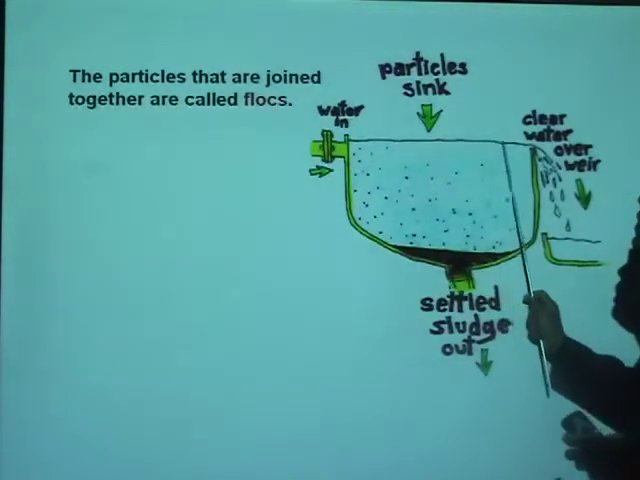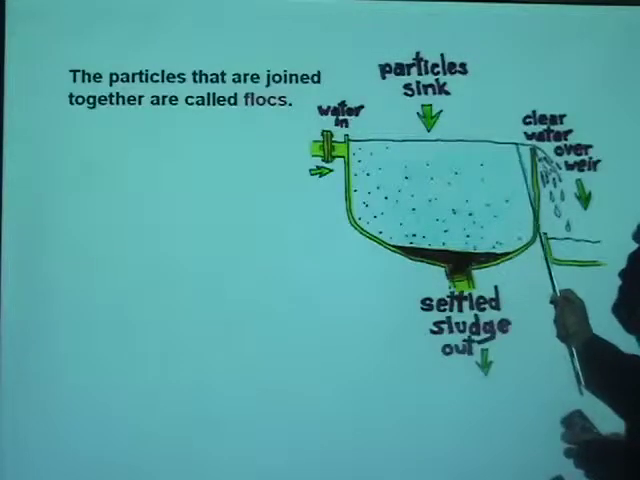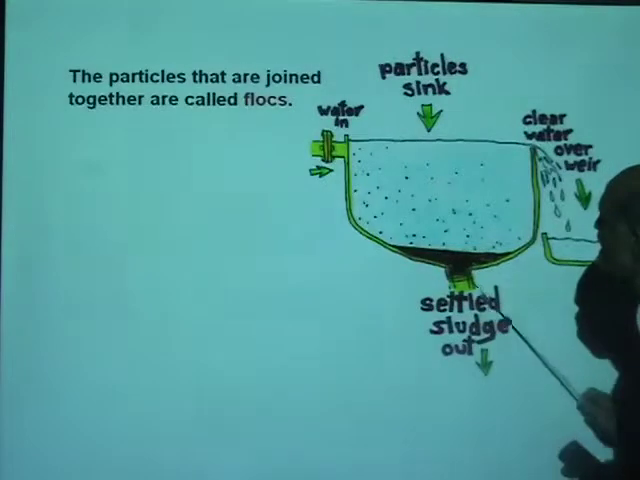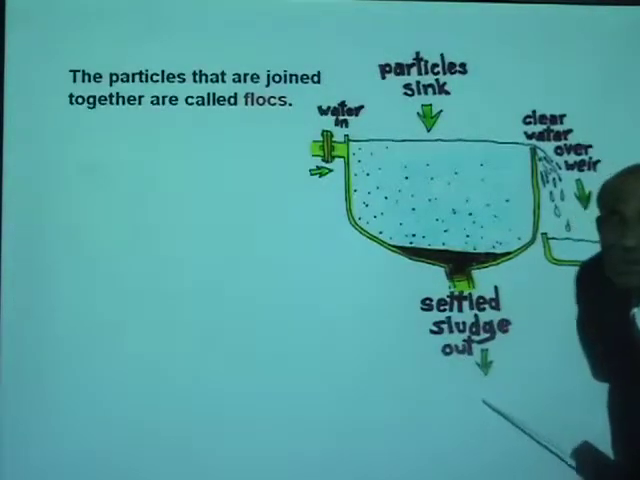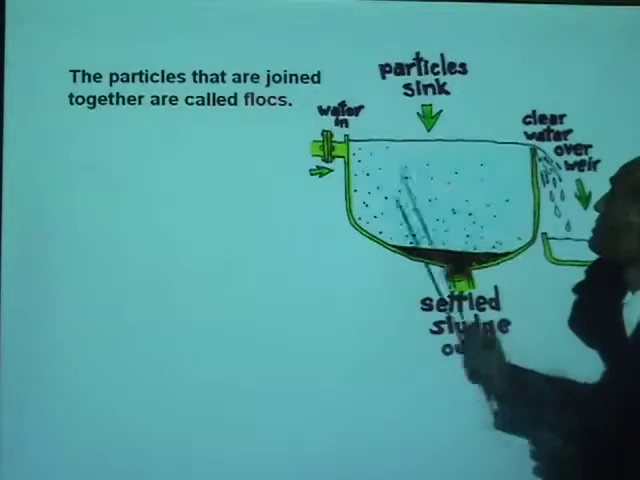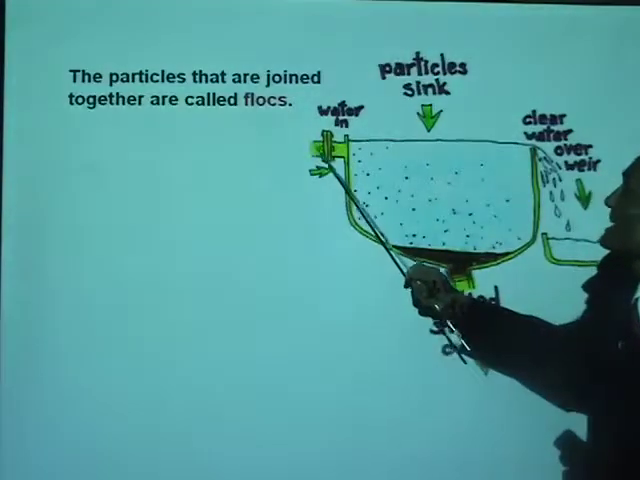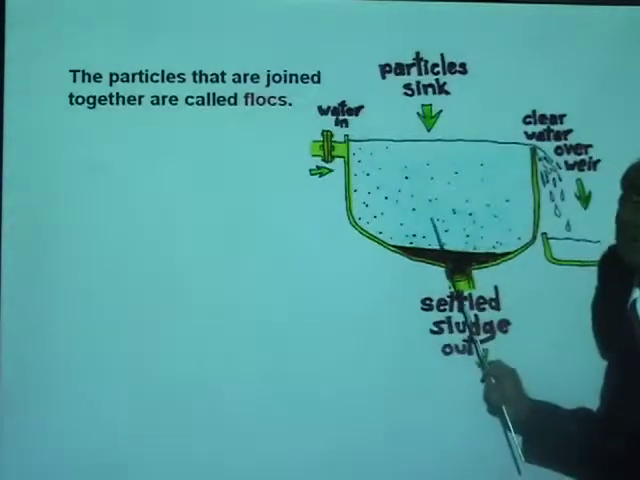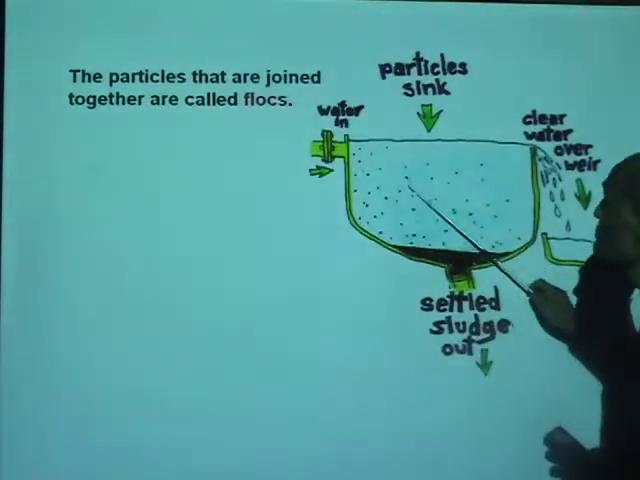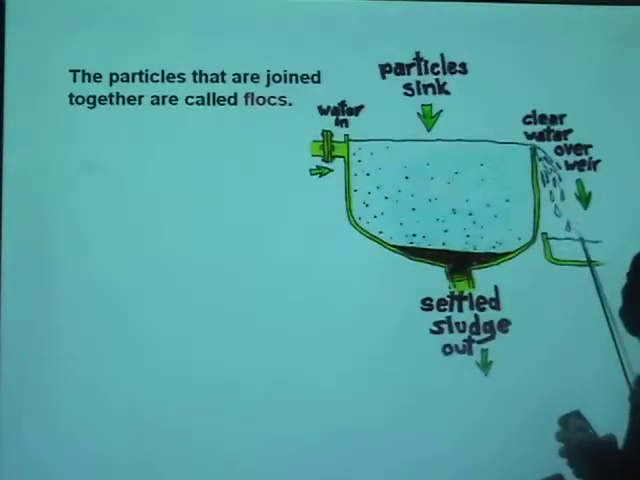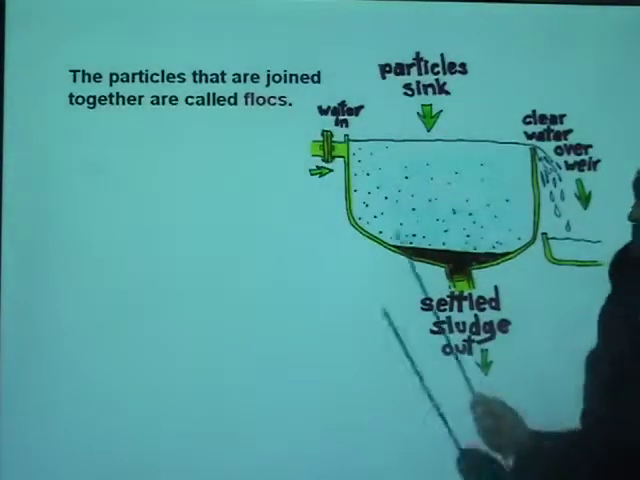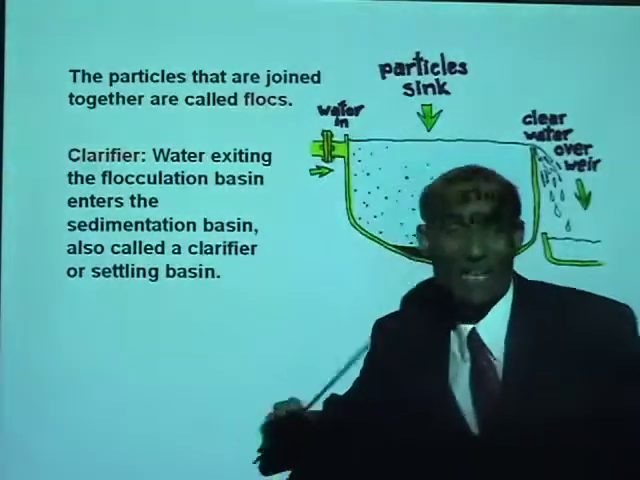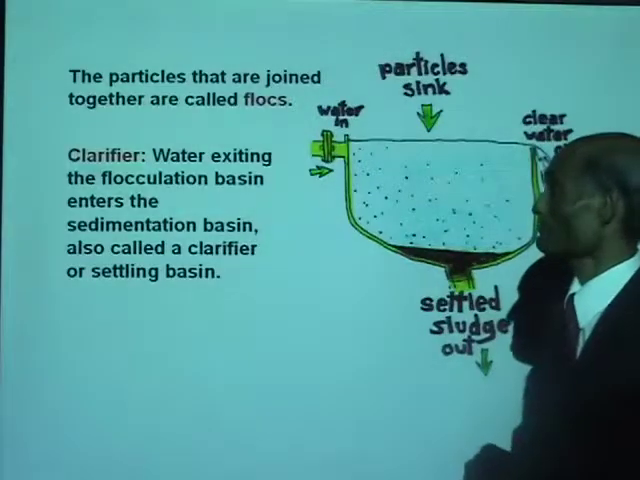And you can take the clear water. The clear water is taken at the top, and the sludge or settled material can be removed from the bottom. And this process continues. So water is allowed to come into the tank where coagulants are added, and it is allowed to settle for the flock, and clean water is taken out. Well, it is not quite clean yet. You've got to now go to the next stage, which is the clarifier.